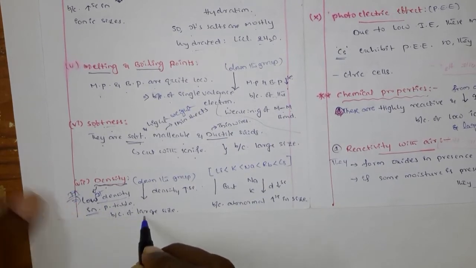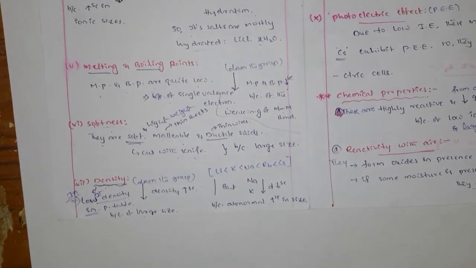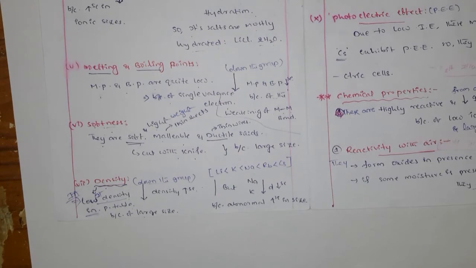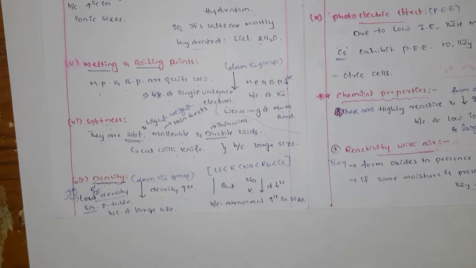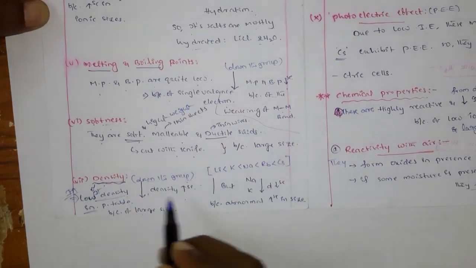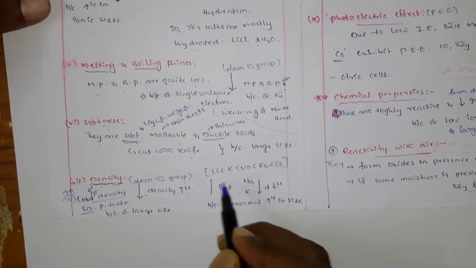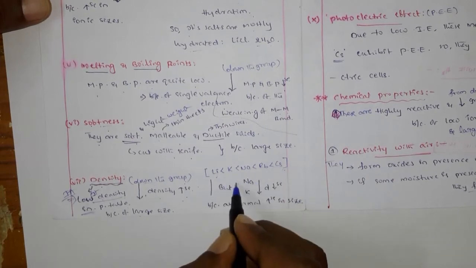And again from top to bottom, the size increases, but down the group the density increases because the mass increases more compared to the volume. The mass is nothing but the number of protons and neutrons, which increases more. So when the mass increases, the density increases. That is the reason why from lithium to cesium the density increases, but there is one exception.